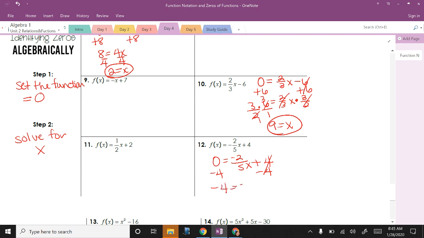Negative 4 equals negative 2/5 x. Multiply by negative 5 over 2. Put it over 1. Did y'all cross cancel the 2 and the 4? And that's going to be a positive 10. Did I get positive 10? All right. So that's how you do it algebraically.